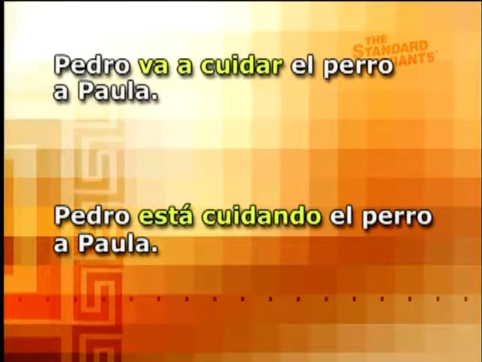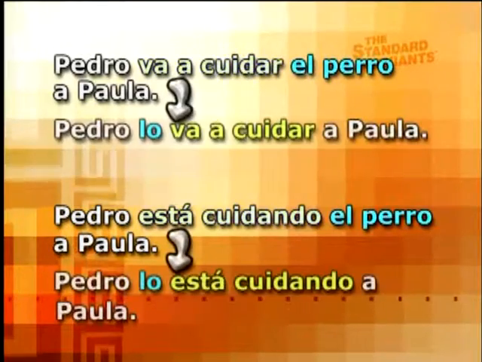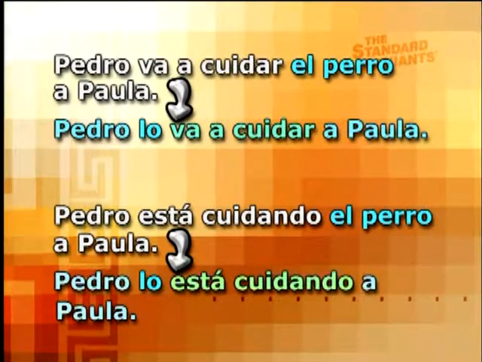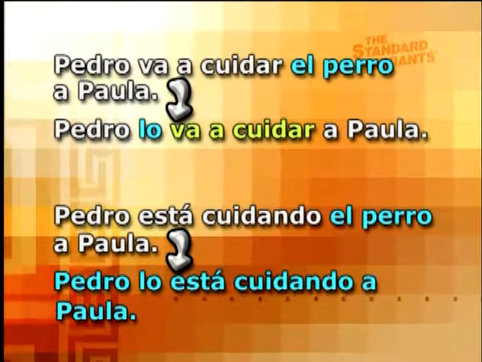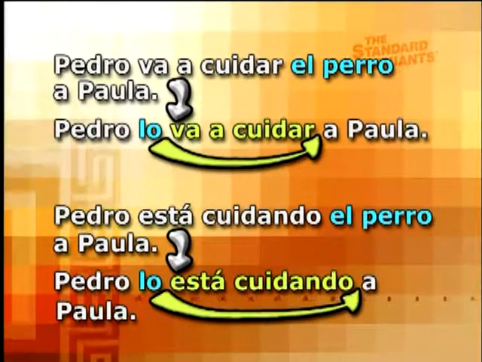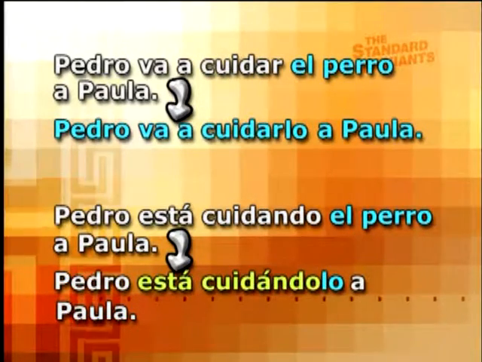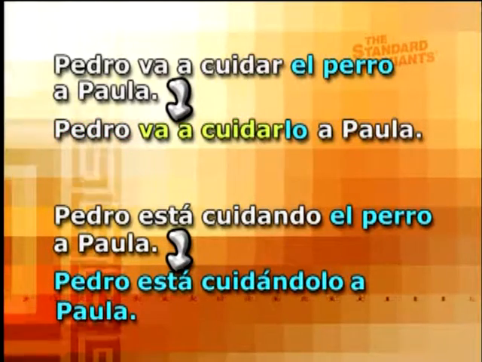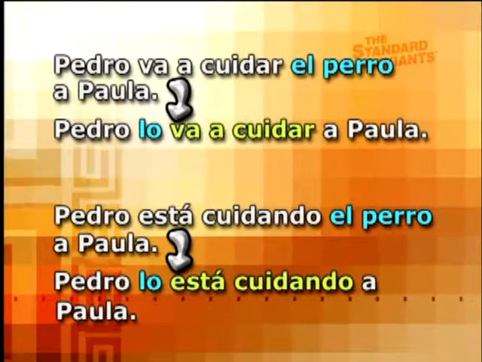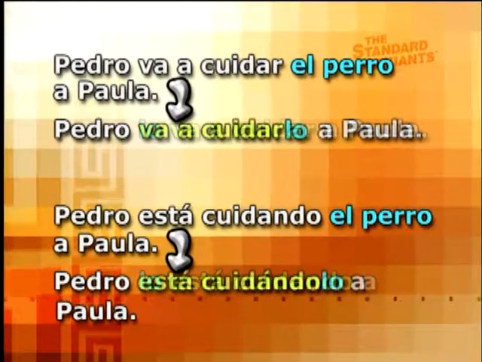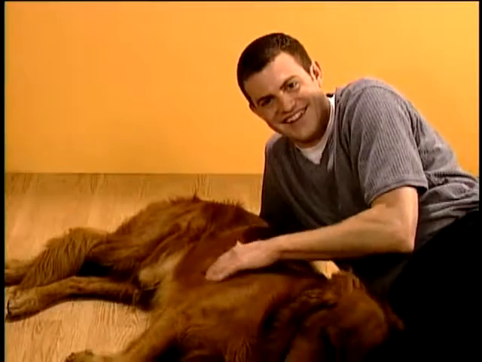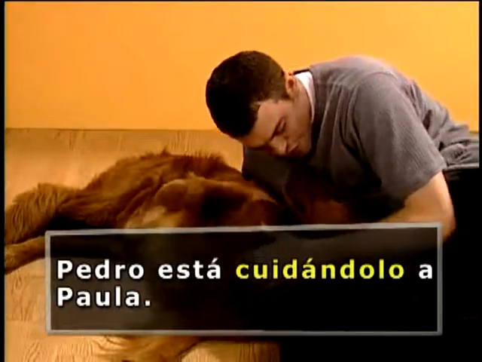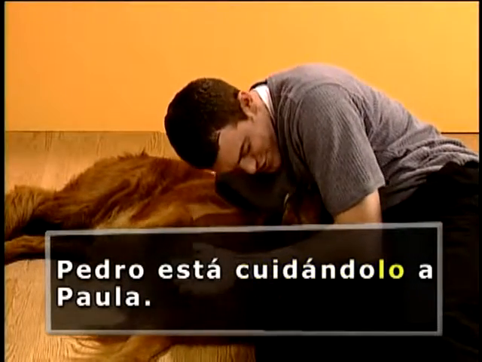When the verb is in the infinitive or participle form, you can either put the pronoun in front of the first verb as you normally would. Pedro lo va a cuidar a Paula. Pedro lo está cuidando a Paula. Or attach it to the end of the last verb like this. Pedro va a cuidarlo a Paula. Pedro está cuidándolo a Paula. See? The lo can either go before the first verb or attach to the end of the last verb. Ah, Pedro está cuidándolo a Paula. ¡Qué simpático! See? You can just stick the direct object pronoun lo to the end of the participle.